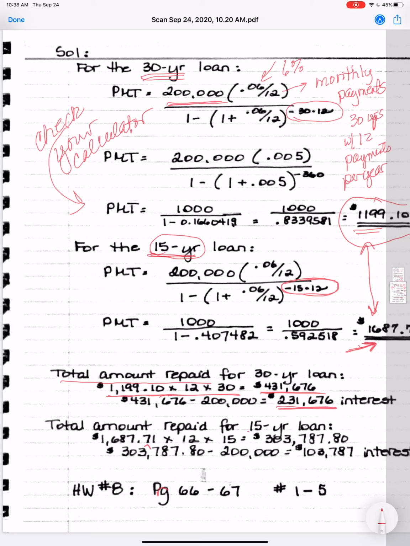If we look at the 15-year loan, we're going to have a higher monthly payment, but it's for fewer months, so we pay a total of $303,787, or a total of $103,787 in interest. So you can see the difference. Even though the monthly rate was the same, you can see the amount of interest that was saved by paying it off in 15 years rather than 30.